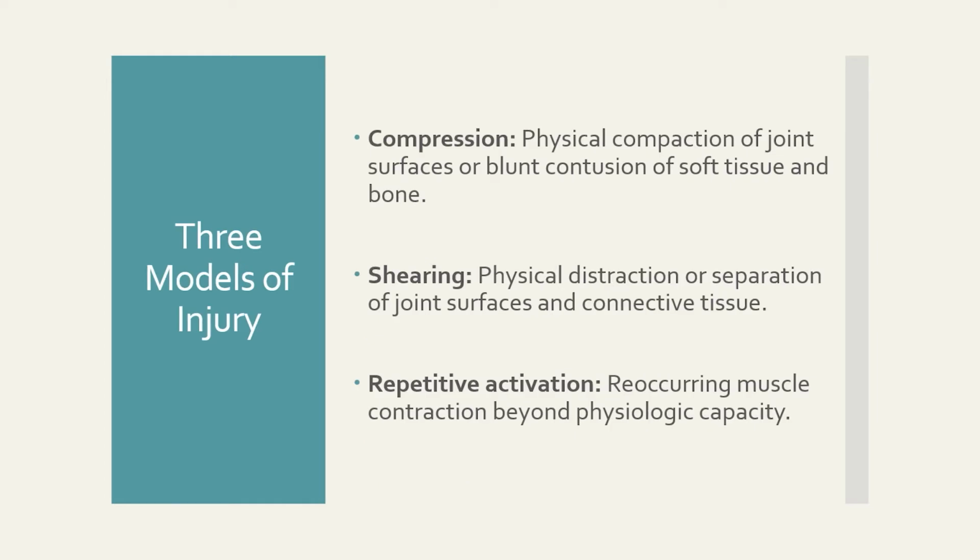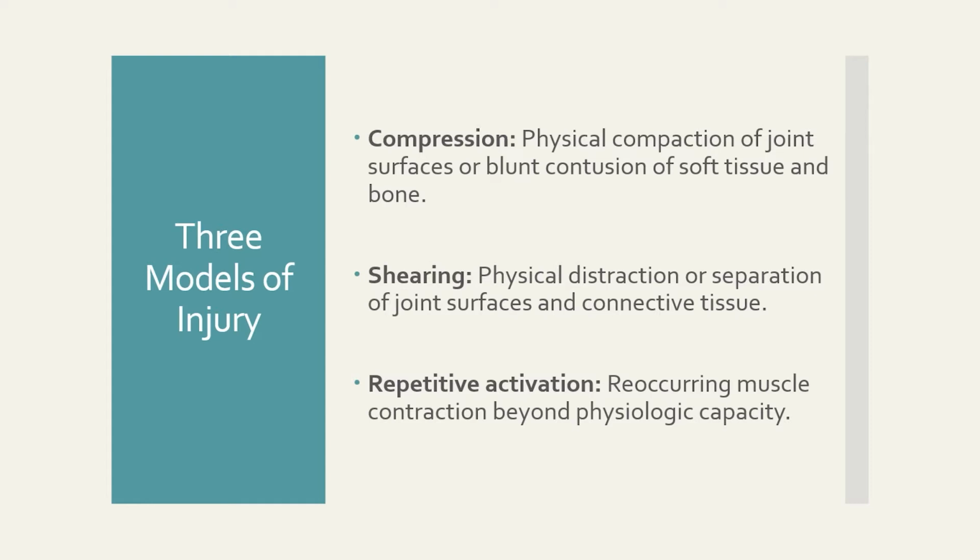Most of the time when we injure ourselves, it involves one of these three models of injury. It certainly could be a combination of all of those, but I think if we look at them individually, it gives you a better understanding of how we damage our soft tissues, our bones, our joints, and so forth.